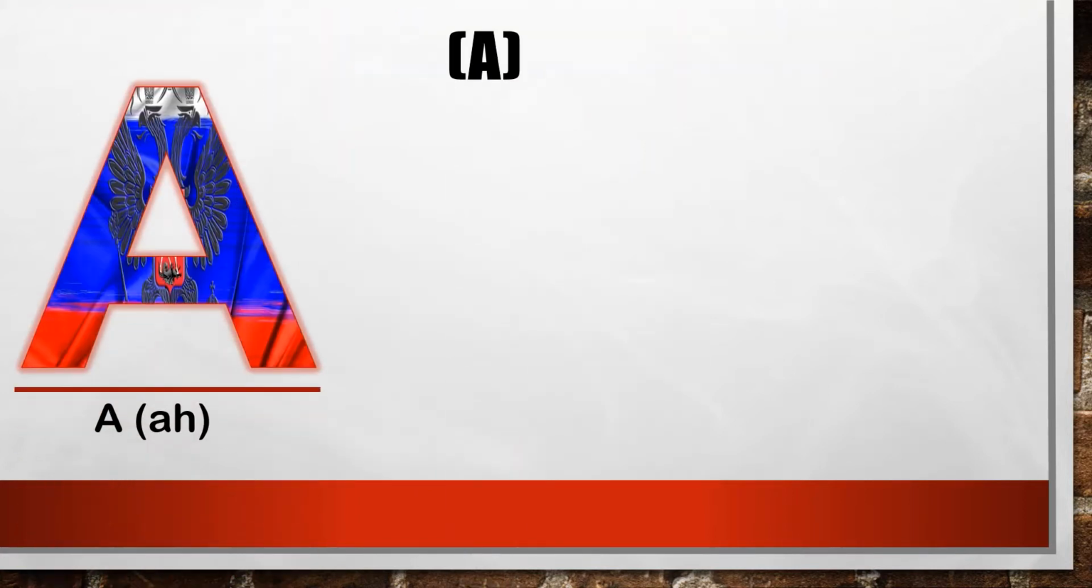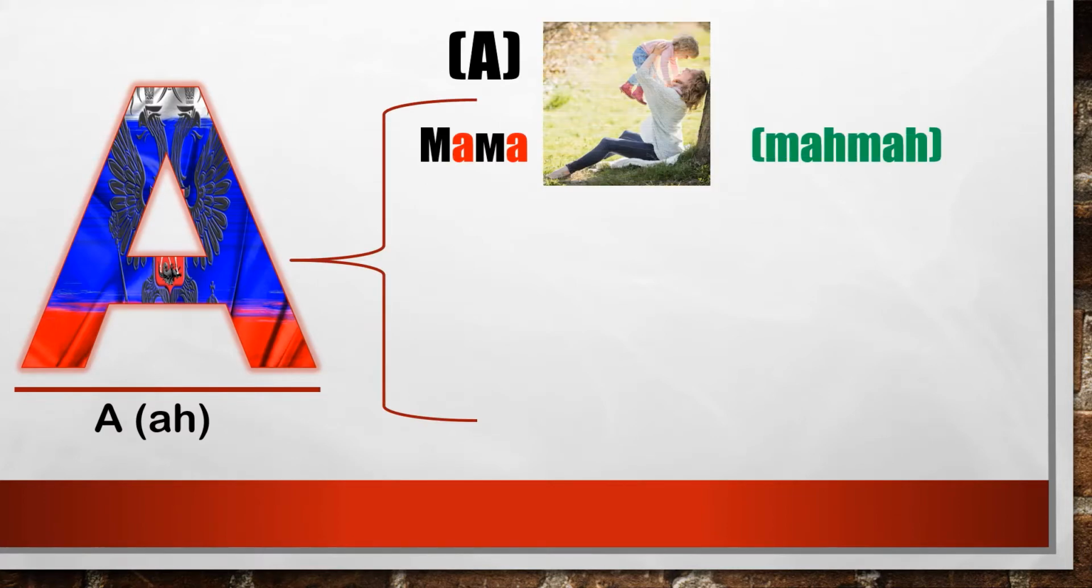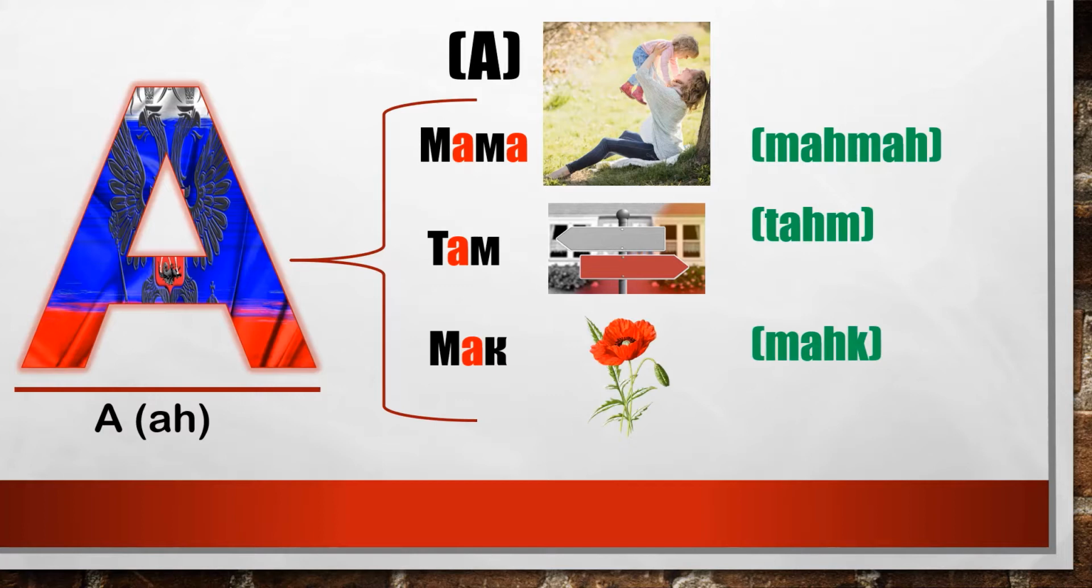The letter A in English alphabet starts with letter A, but in Russian it is pronounced as a wide sound A. So if you have a look at the examples, mama, tam, mak.